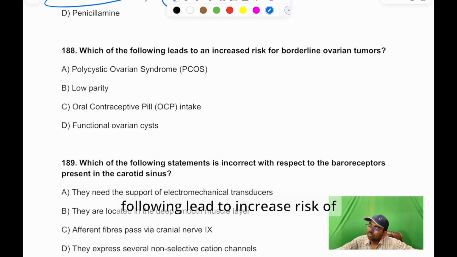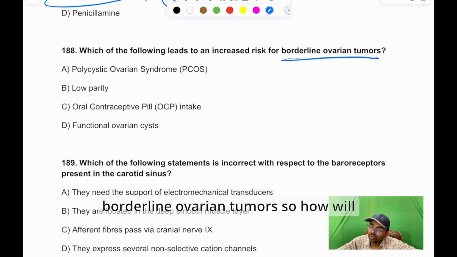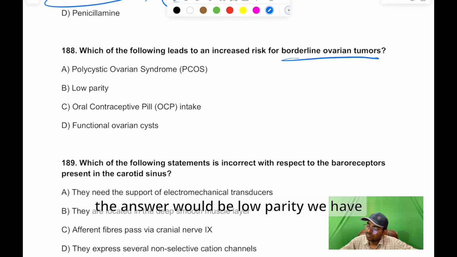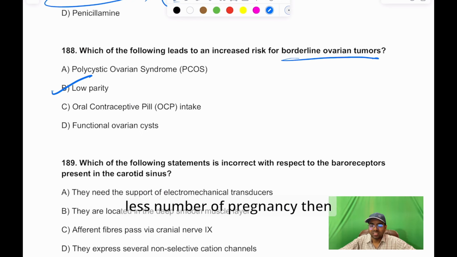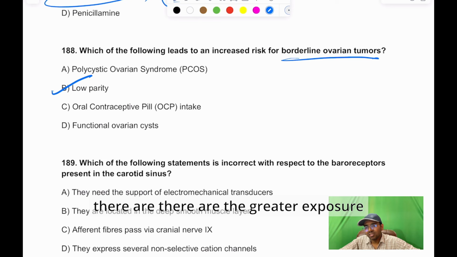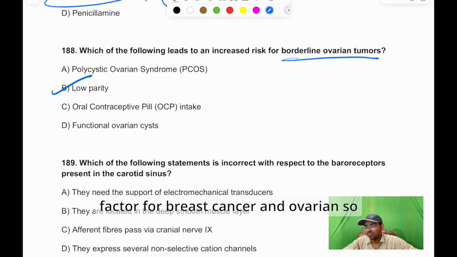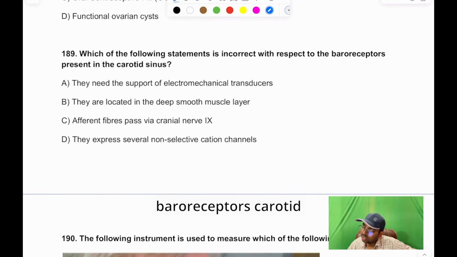Which of the following leads to increased risk of borderline ovarian tumors? So what will be the answer? The answer would be low parity. We have studied that if there is a smaller number of pregnancies, then there is greater exposure to estrogen hormone, and estrogen hormone is a risk factor for breast cancer and ovarian cancer. So that logic will apply here.